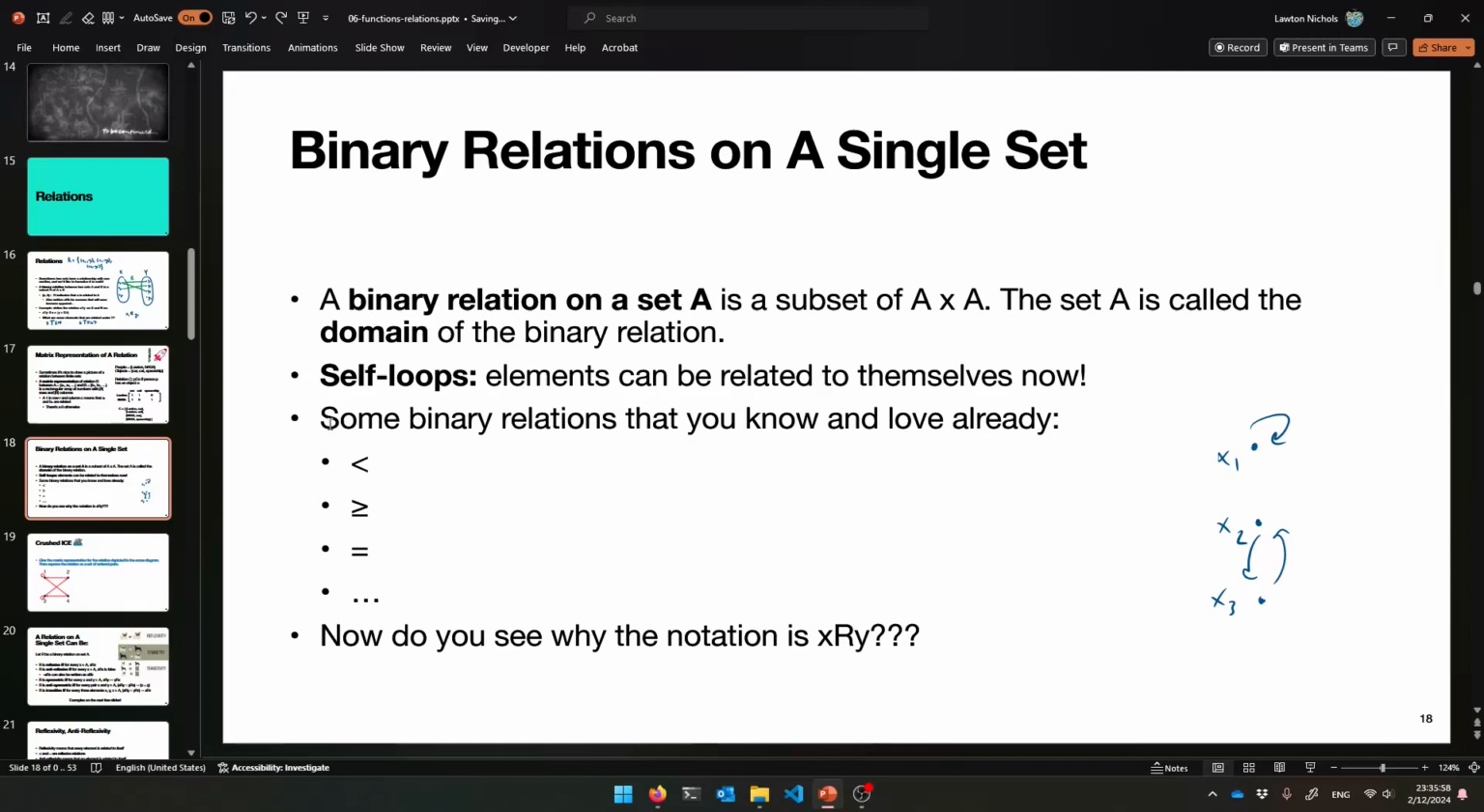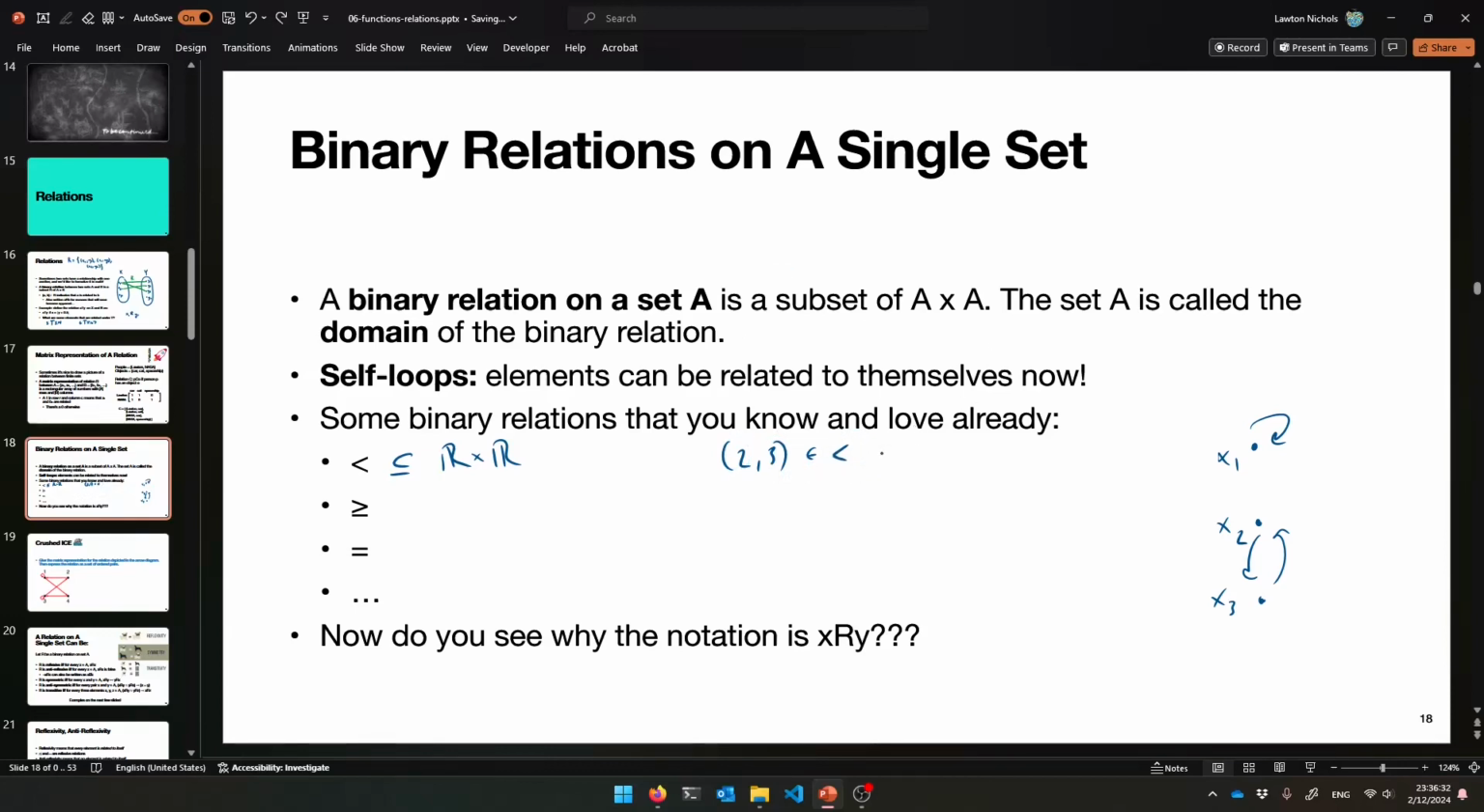And then some binary relations that you know are like this. And now you know why we use this notation. Do you see it now? So less than is a relation. Does that make sense? What is it? Less than is a subset of R cross R, right? It's a relation on real numbers. And we like to do this, right? 2, 3, they're related, aren't they? They're in the set less than, where less than is the less than relationship. Because if 2 is on the left and 3 is on the right, 2 is less than 3.